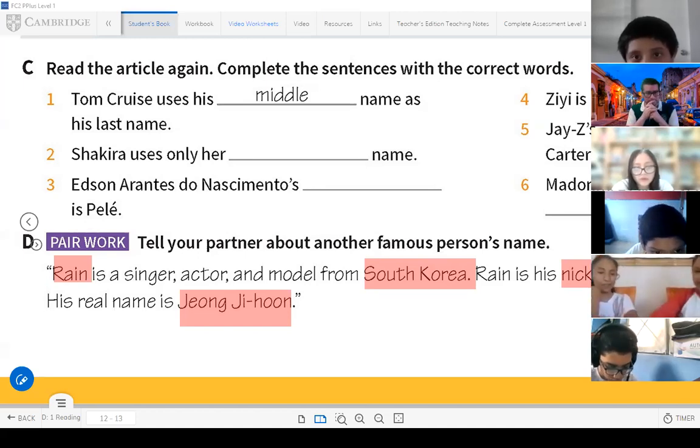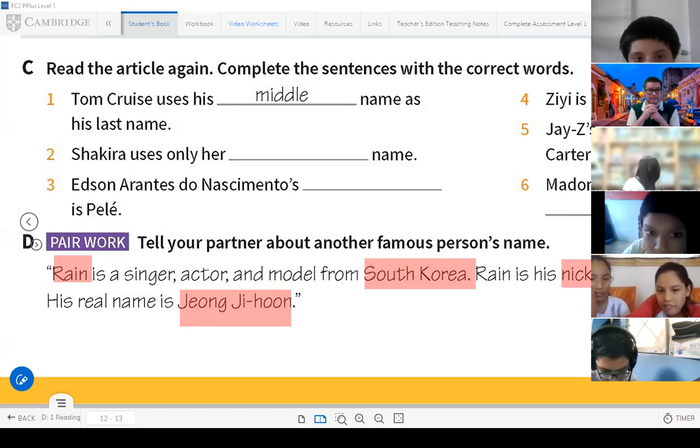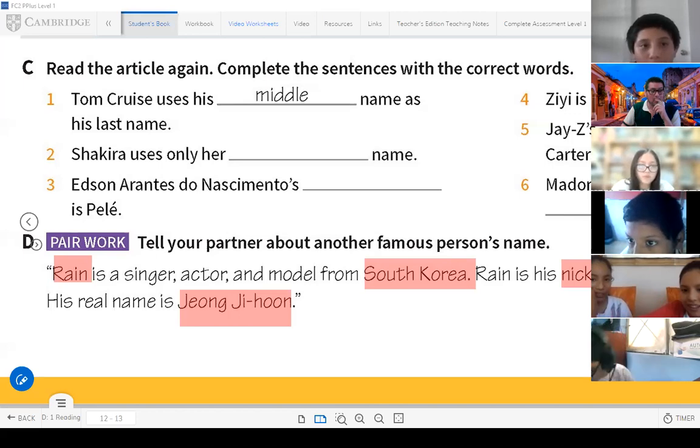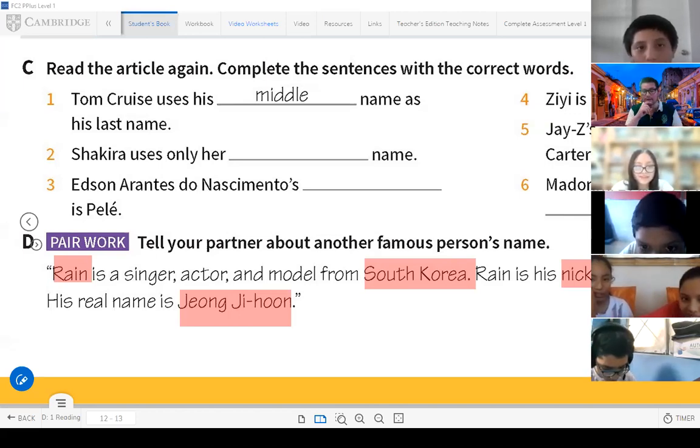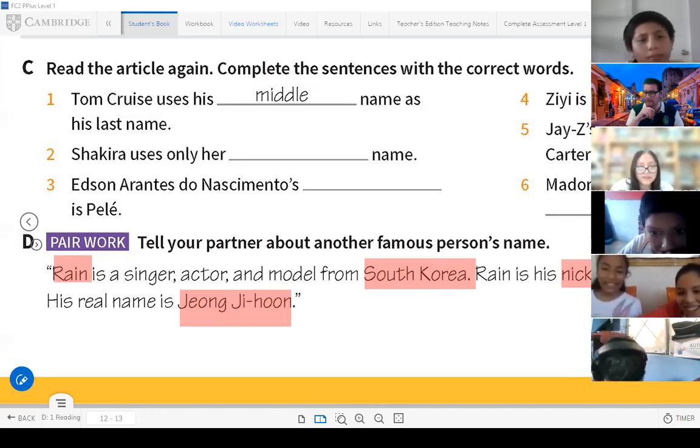Yes? Is it her real name? Es su nombre real, Katy Perry. No, her real name is Katy Elizabeth Hudson. Oh, that's interesting. I didn't know about that. Oh, it's not a real name.